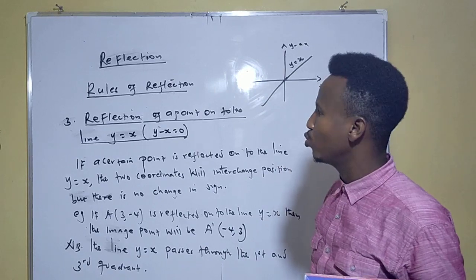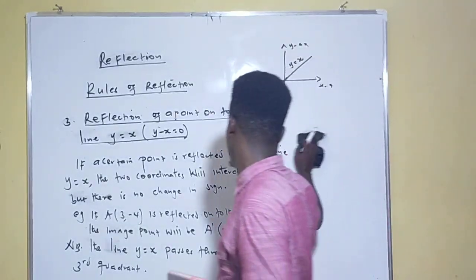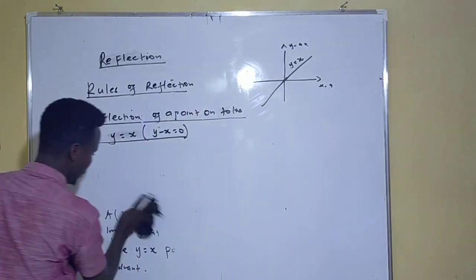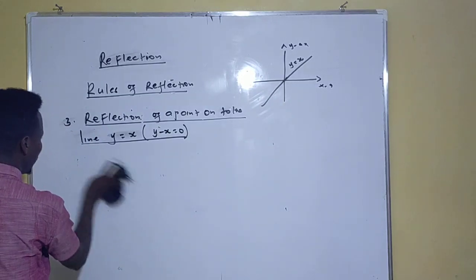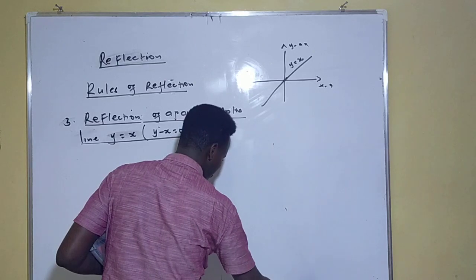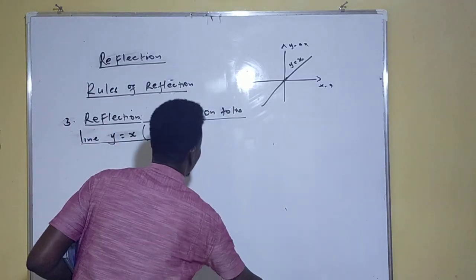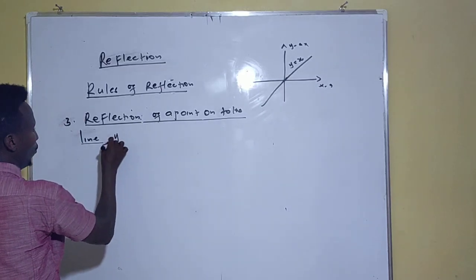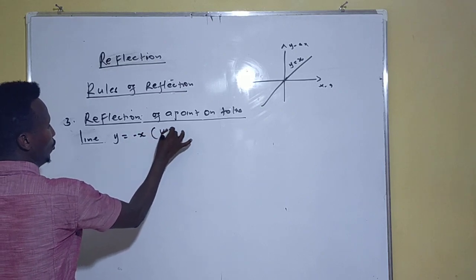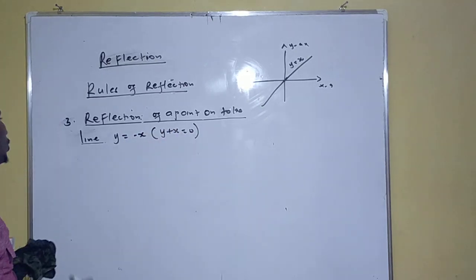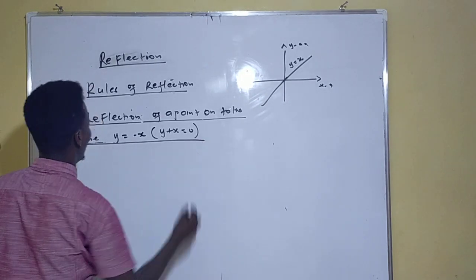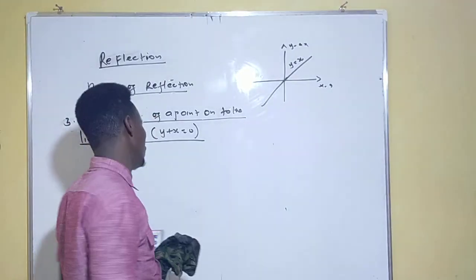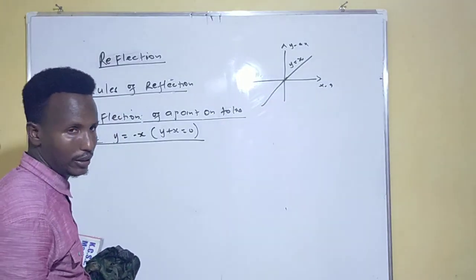Okay? Then we'll go to rule number 4 of reflection. Rule number 4 is nothing but y is equal to negative x, or y plus x is equal to 0. So this is rule number 4. Reflection onto the line y is equal to negative x, or in brackets y plus x is equal to 0, because when you take x to the other side, it will take what? Negative.